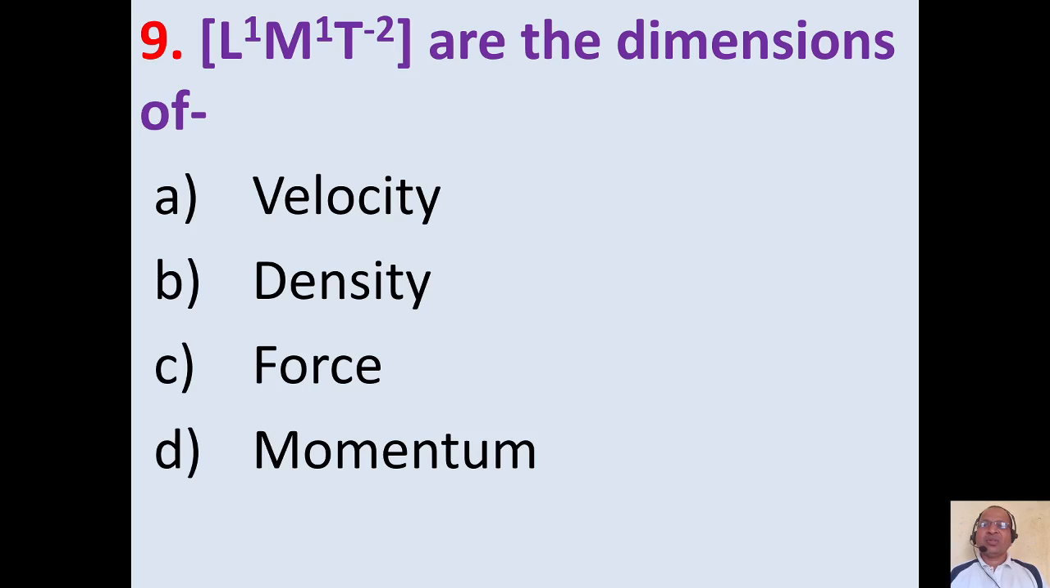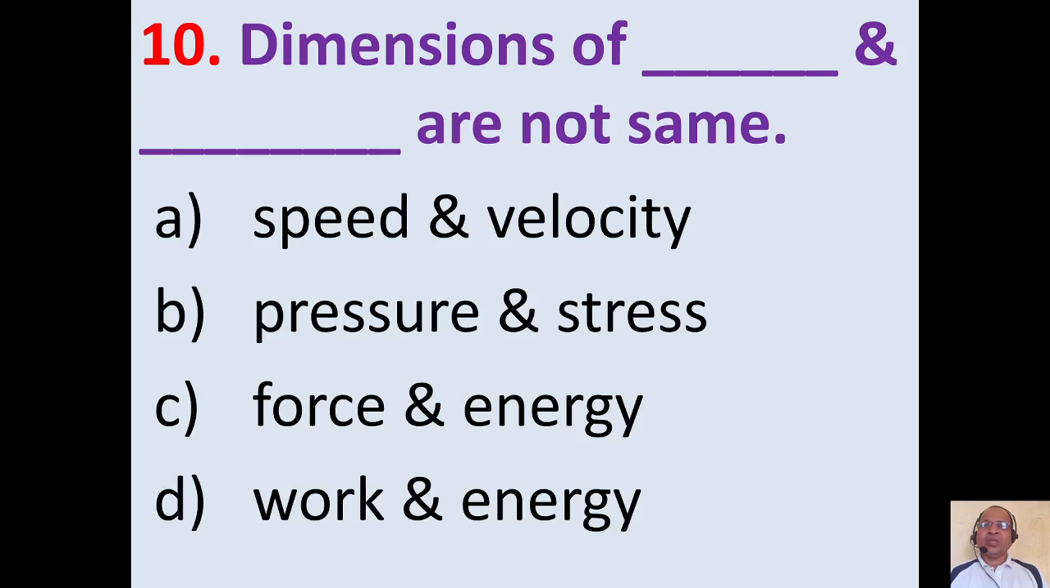L raised to 1, M raised to 1, T raised to minus 2 are the dimensions of? These are the dimensions of force. Option C. Dimensions of dash dash and dash dash are not same. Here speed and velocity are the same quantities. Pressure and stress are also the same quantities. Work and energy are also the same quantities. But force and energy are different quantities. So dimensions of force and energy are not the same. So option C is the correct answer here.